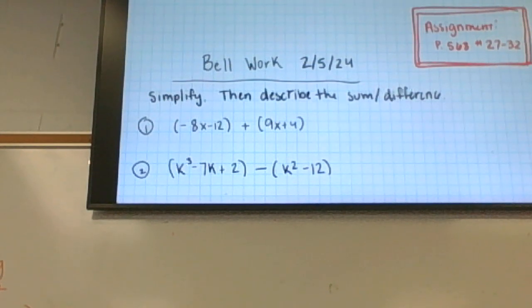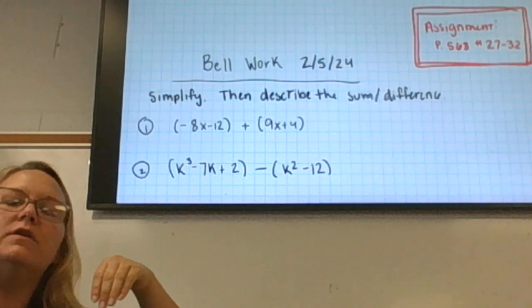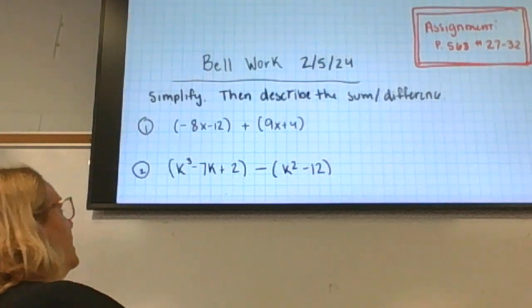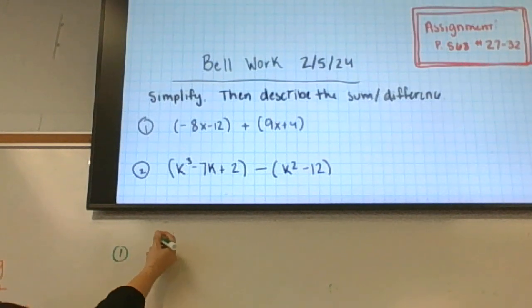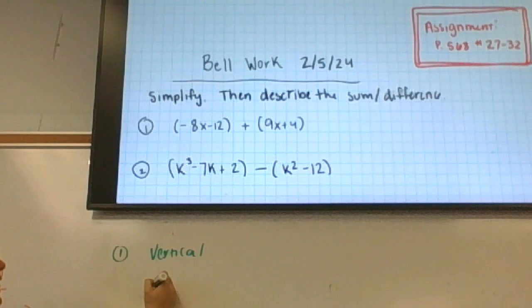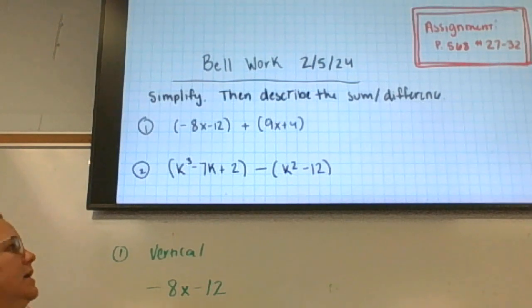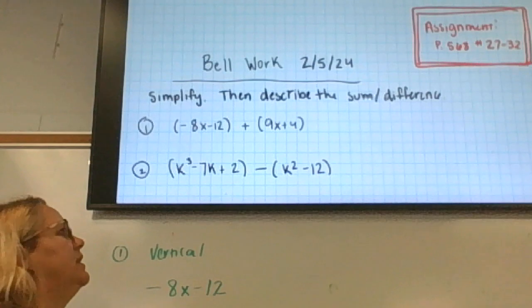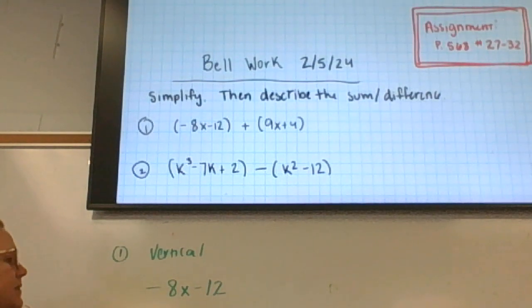So when you do number one, you have options. You can stack it vertically or you can keep it horizontal. I really like the stacked way. I don't show it a whole lot, the vertical way, but I do like it. I would do negative 8x minus 12, big plus sign, and I put the second polynomial right underneath it. I line it up.